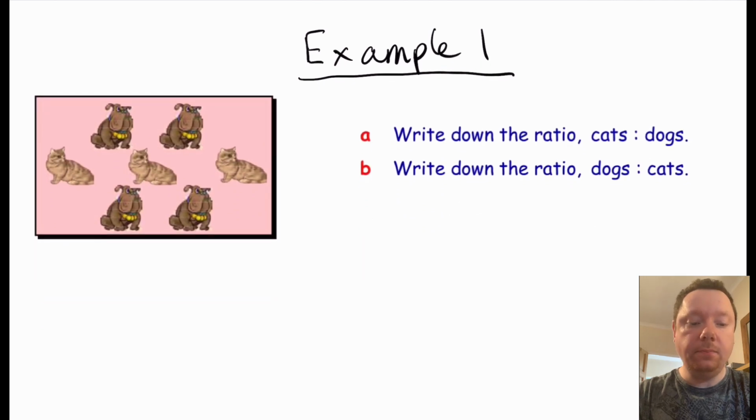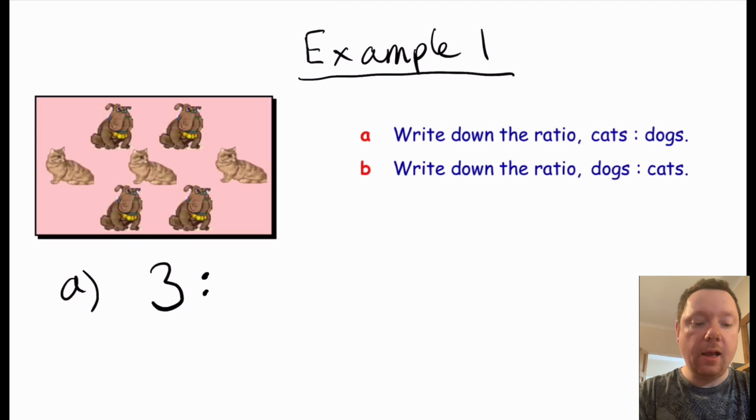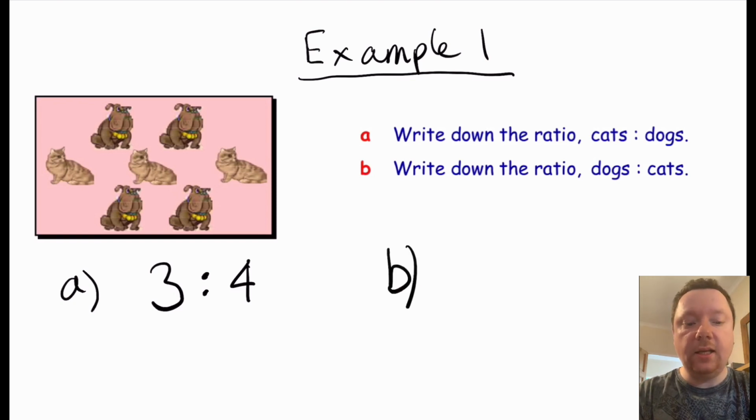Example 1 says write down the ratio of cats to dogs. So question A: 1, 2, 3 cats, so that's 3 dot dot, and how many dogs are there? 1, 2, 3, 4, so it's 4. 3 to 4 is what we'd say. Let's do question B. Now we don't have to count them this time because we've already written down the numbers, but let's just check. There's 4 dogs and there's 3 cats. 4 to 3. Nice and simple.